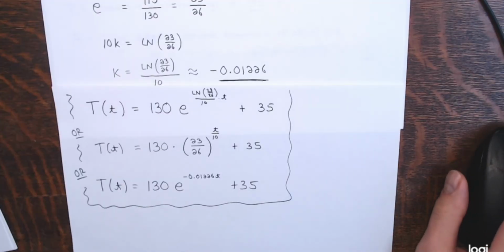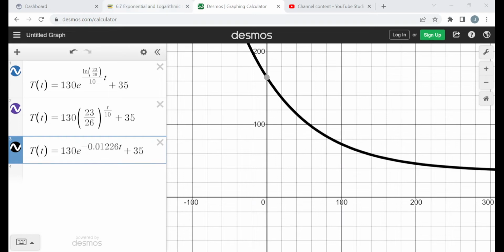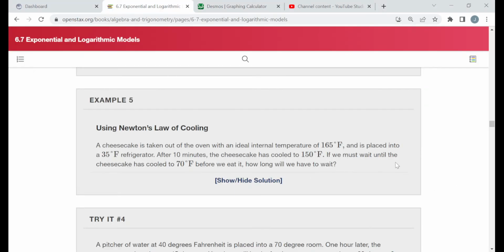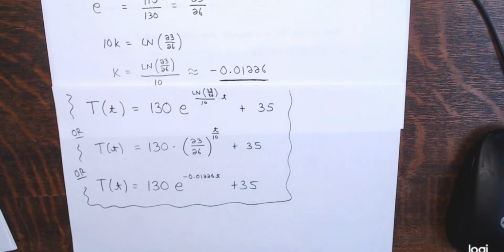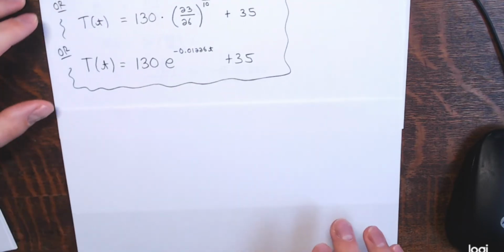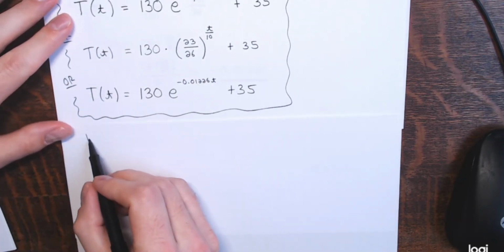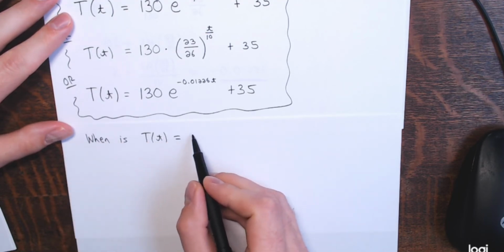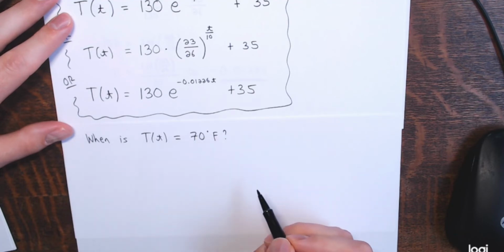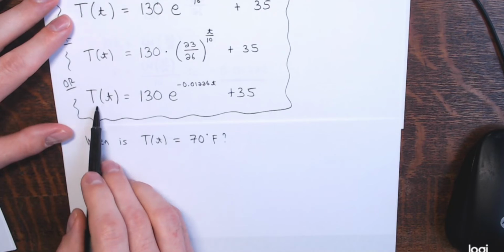Now the question was, let me go back to the problem. What was the question? Oh yeah, so if we must wait till the cheesecake has cooled to 70 degrees Fahrenheit, how long will we have to wait? So I put it in the fridge, it was 165 degrees. When is it going to be 70 degrees is the question. All right, so now I've got the models up here. So when is the temperature T of t, capital T, going to be equal to 70 degrees Fahrenheit? So I just set the capital T to 70 and solve for t.